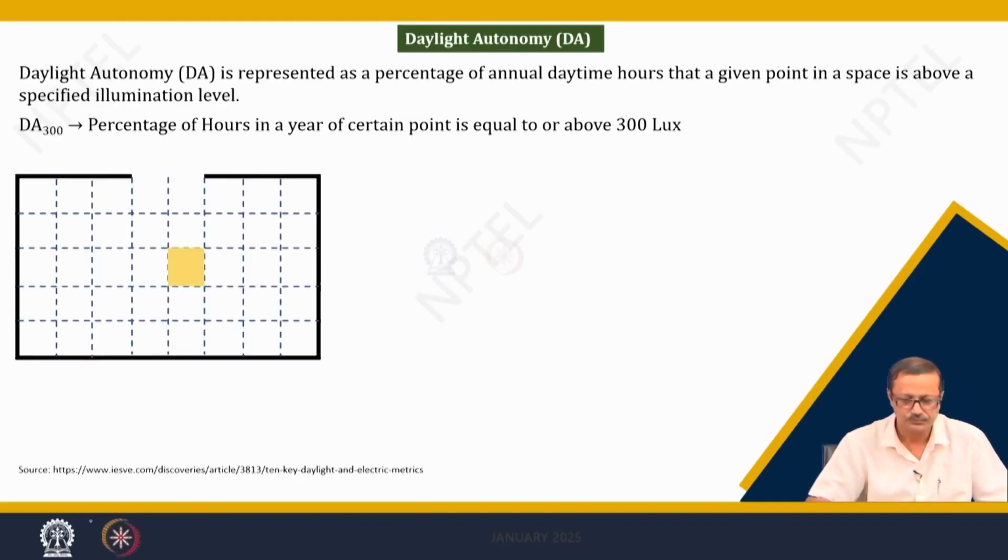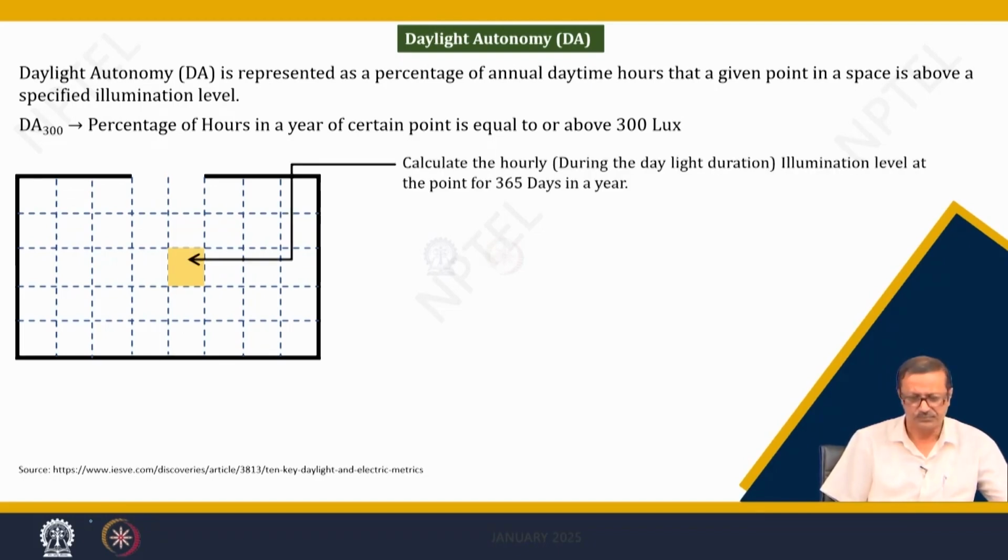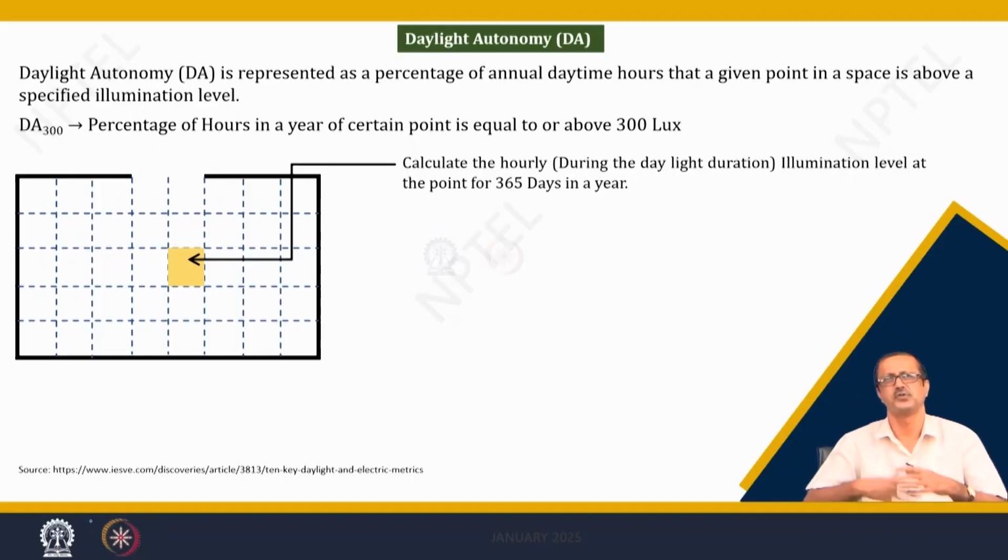Here, suppose this is a particular grid I am talking about, and I have calculated this grid hourly. As I just discussed, I have calculated the illumination level of the point for 365 days in a year, right. I may not do it by hand; my software may do it, or there may be some other way, some thumb rules or whatever may do.